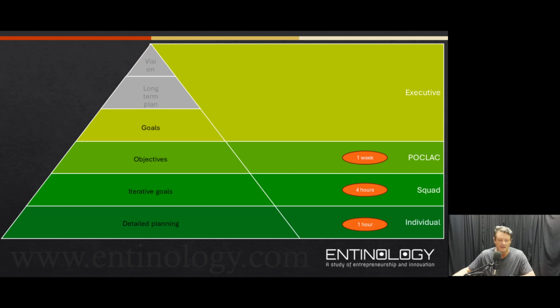Anyway, the next step, I want to just give you an example of who does the planning. So in terms of your vision, the long-term plan and the goals, the executive normally takes care of that.